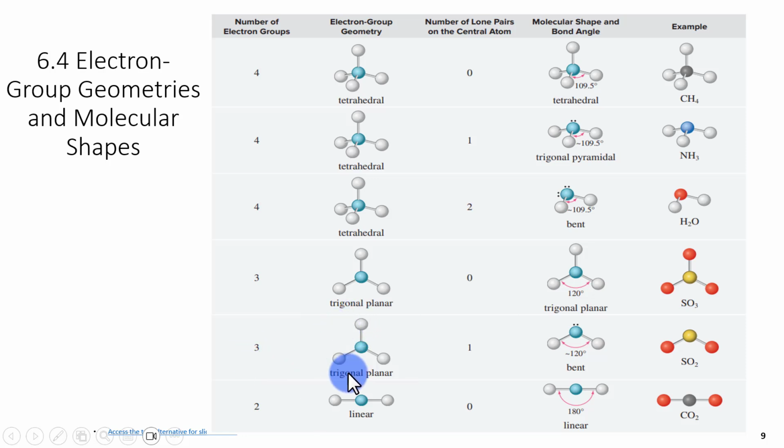If I have 3 electron groups, I have electron group geometry of trigonal planar, but if I replace one of those bonds with a lone pair, now I have a bent molecule. That's the case of SO2.